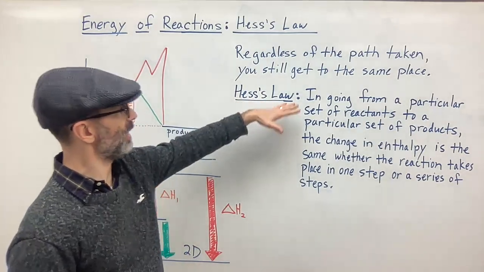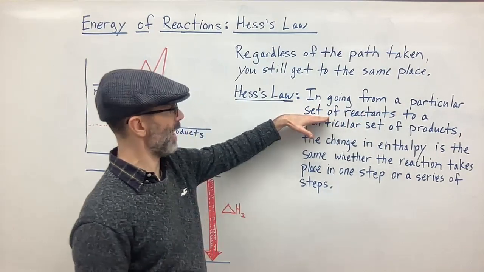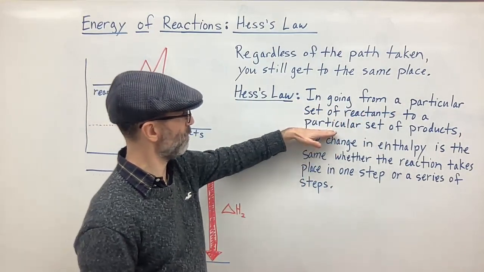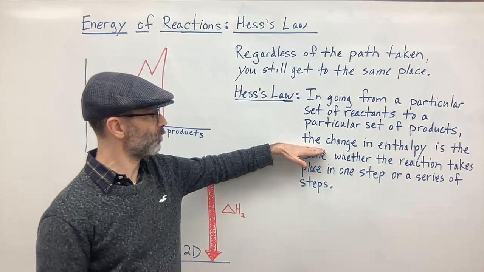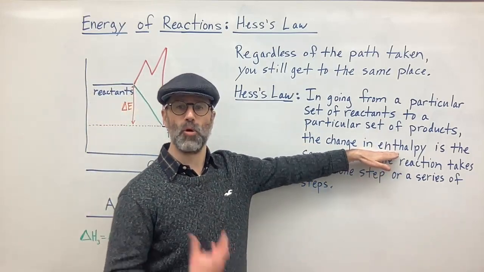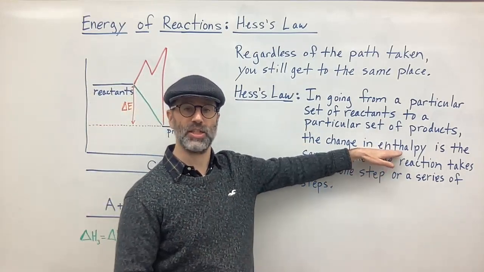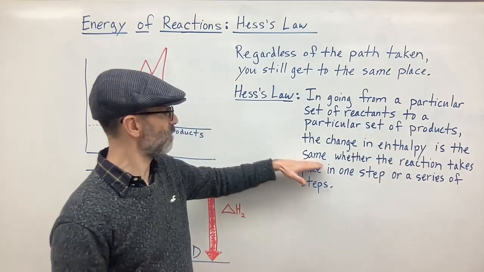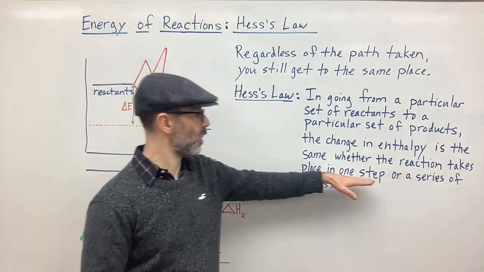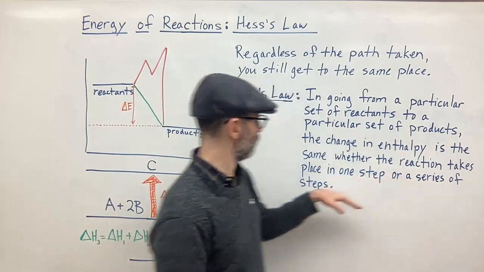So Hess's law is saying in going from a particular set of reactants to a particular set of products, the change in enthalpy, which is a fancy word for the heat of a reaction, is the same whether the reaction takes place in one step or a series of steps.